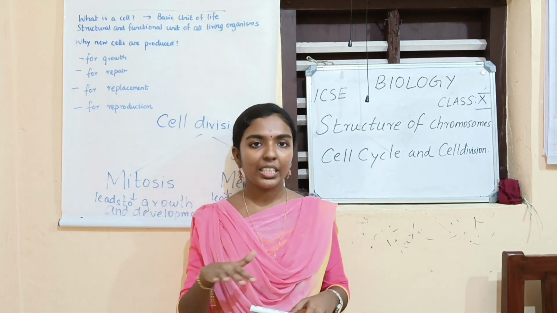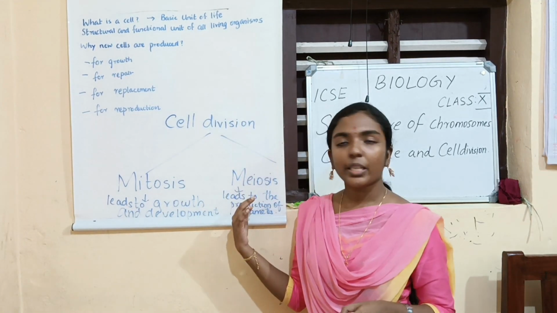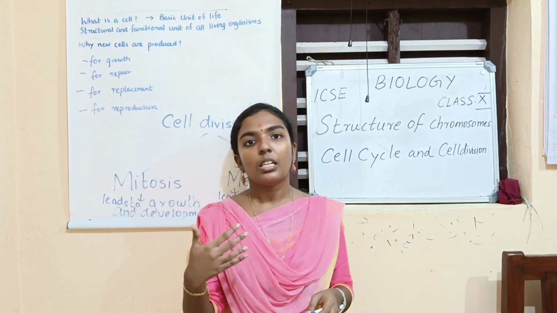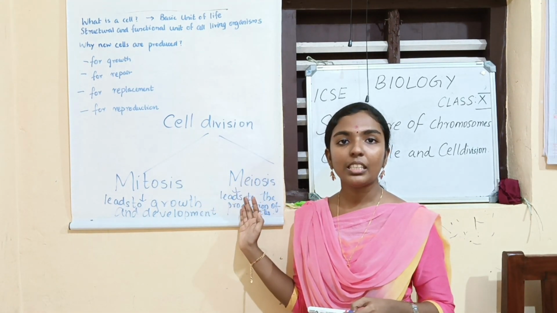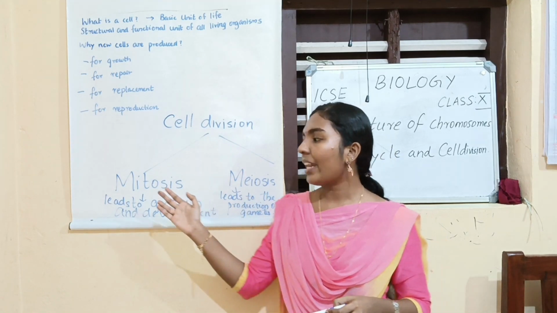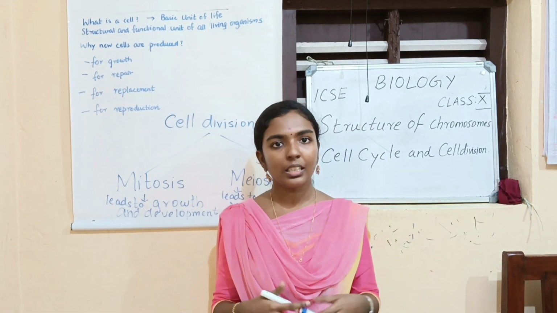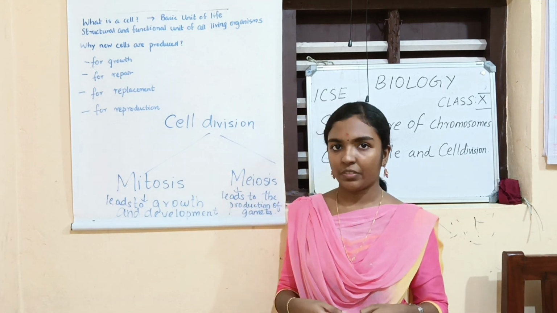Mitosis is equational division, okay? The chromosome number does not change. But in meiosis, the chromosome number becomes reduced to half. So it is reductional division in meiosis, whereas in mitosis it is equational division, okay? We are going to learn about it in the next class, or while coming to the next topic, we will be dealing with it, okay?